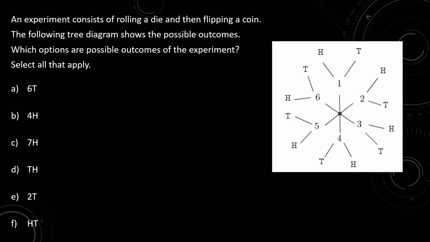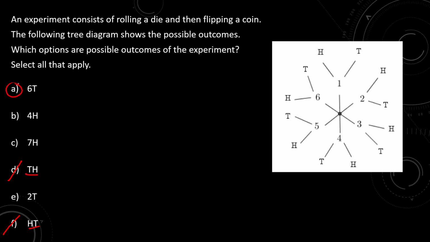Our next question says the following consists of rolling a dice and then flipping a coin. So here order is important. Okay, my number should come first and then my heads or tails should come second, because I'm first rolling my dice and then flipping my coin, which means that this one down here and this one right here, where there's not even a number, those are both wrong.